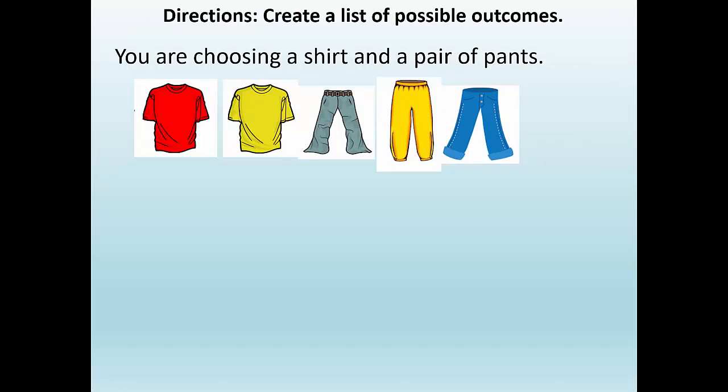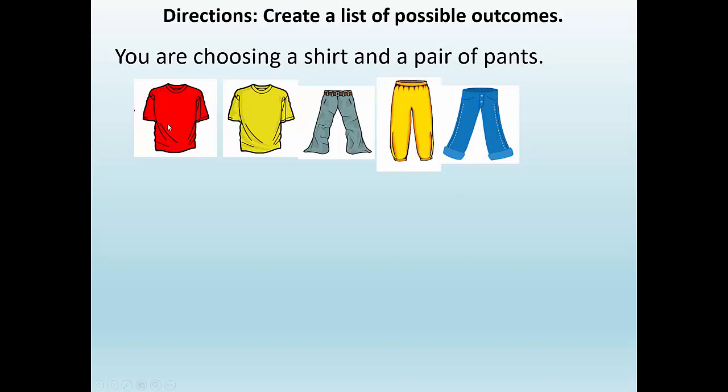Creating a list of possible outcomes. Now here, you notice the directions do not say to make a tree diagram. They do not say to make a chart. You are certainly welcome to do either a chart or a tree diagram, because when you finish either a chart or a tree diagram, you are left with a list of possible outcomes. You are also welcome at this point to just list the possible outcomes.